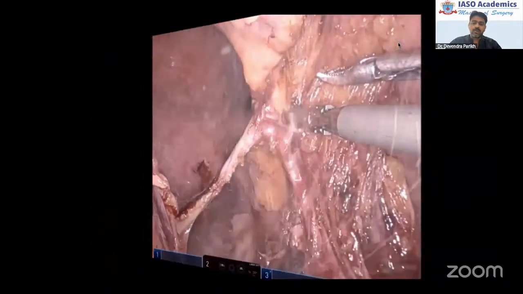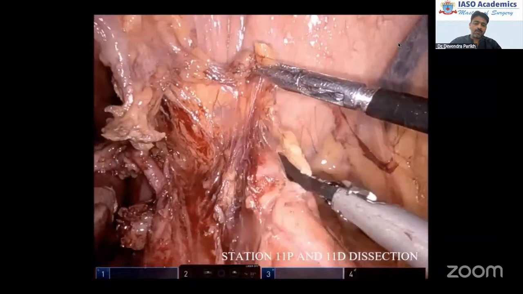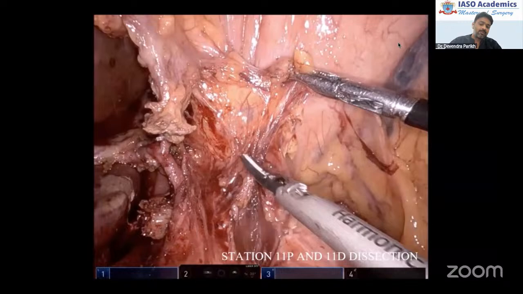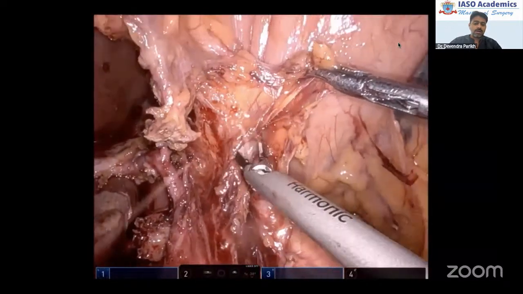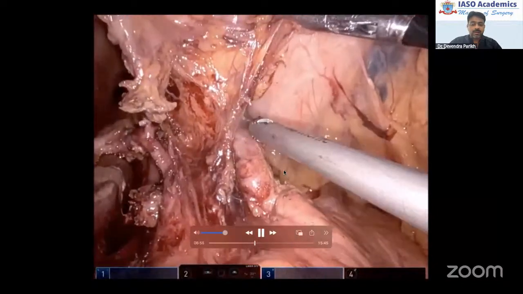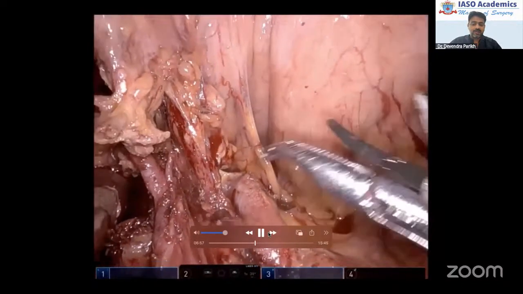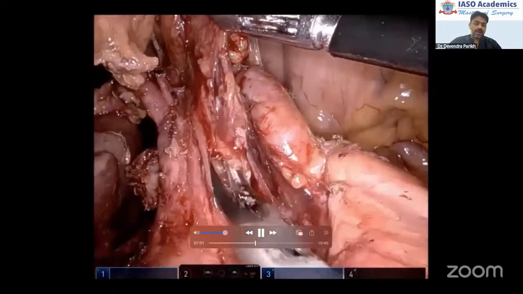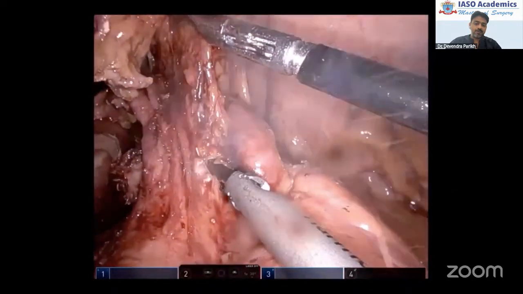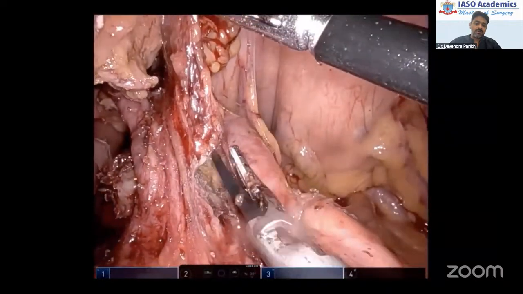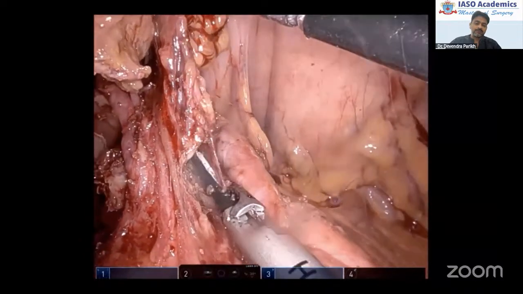Once that is done, we have to be sure that we are clearing everything from all around the left gastric artery, as well as from the other important structures. Here we are scrutinizing the splenic artery. This is the splenic artery. We are trying to go along the splenic artery. This is the station 11P lymph node, situated on the proximal part of the splenic artery. As we go along, everything is being lifted with the specimen.